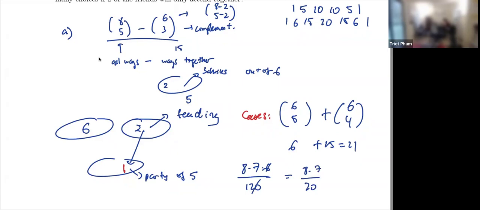I can cancel the 4, right? Giving me 2 times 7 over 5. Wait, that looks weird. What did I do wrong? 8 choose 5 is 8 times 7 times 6 over 5 factorial. I made a mistake somewhere. Where did I make a mistake? 5 factorial is 120. 1, 2, 3, 4, 5. That's correct, right? 5 factorial is 120.